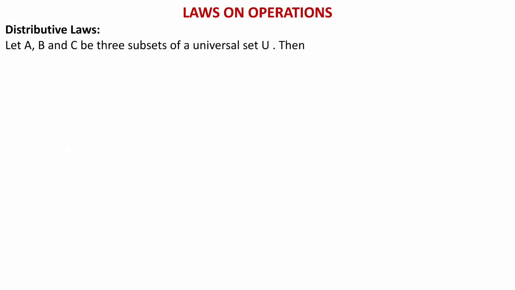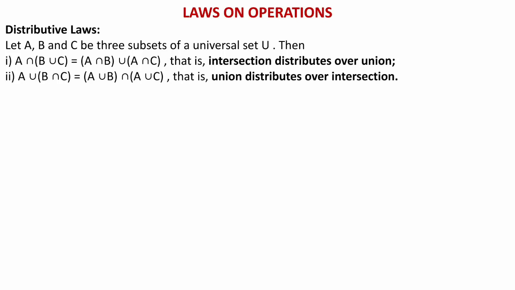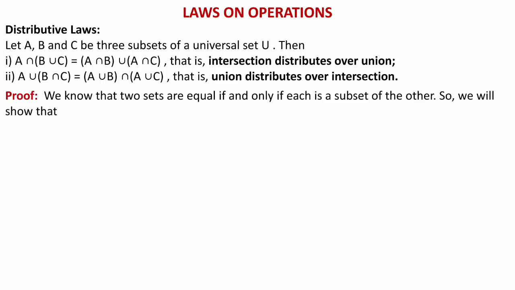Laws on operation. First, distributive law. We shall state the distributive law. Let A, B and C be three subsets of the universal set U. Then A intersection (B union C) is equal to (A intersection B) union (A intersection C). That means intersection distributes over union. Also, A union (B intersection C) is equal to (A union B) intersection (A union C). That means union distributes over intersection. These are the two distributive laws.